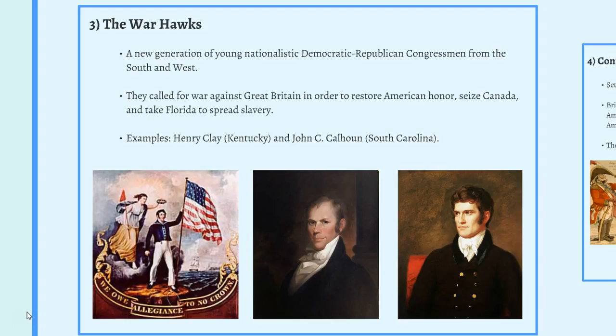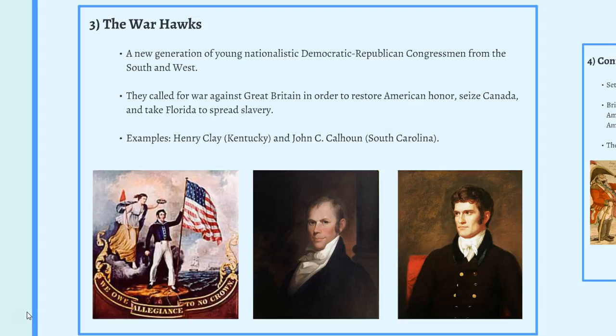But the Warhawks also in many ways represent the territorial aspirations of southern and western constituencies. The Warhawks, for instance, are arguing that if we go to war with Britain, we can invade and seize Canada. Southern Warhawks are also arguing that it would be ideal at this point to take Florida in order to spread slavery and cotton down there.